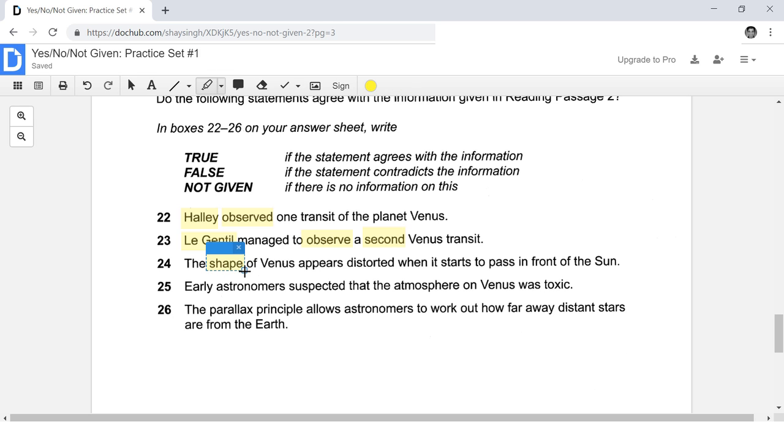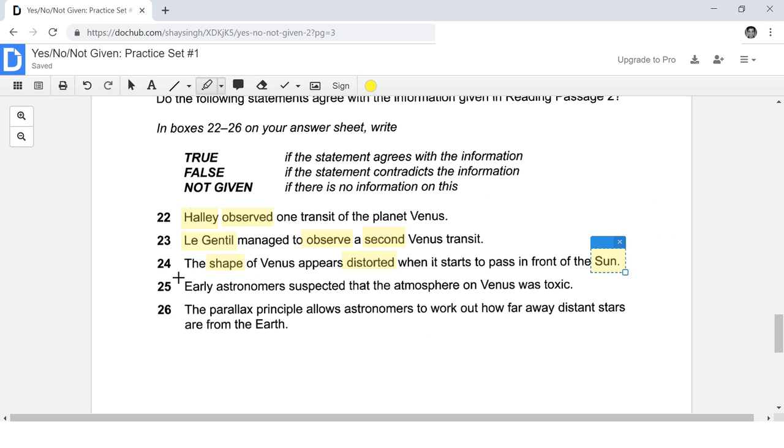Next up, for number 24, we have something about shape of Venus, how it appears, distorted, that's the keyword, distorted, and starts to pass in front of the sun. Sun should also be easy. In this case, the S is capitalized. Sometimes the letter S in sun may not be capitalized. In this case it is, so I have a feeling that we might end up finding the word sun with a capital S in this reading passage. Since they've capitalized it here in the question, I'm guessing that they're probably also going to capitalize it in the reading passage. But we'll find out, I'm not sure.